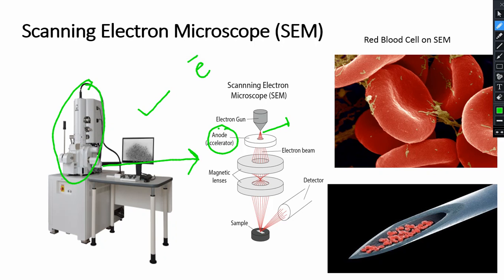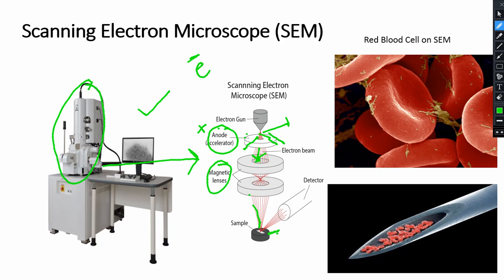Electrons are negatively charged. So when they come from the source, they travel in every direction. Okay, they go in this direction, this direction. This hole is in the anode, and because the anode is positively charged, it attracts them toward itself, and they pass through the hole in that anode and go in the downward direction, and then these magnetic lenses point them toward the sample. Okay, and this sample is metal coated.